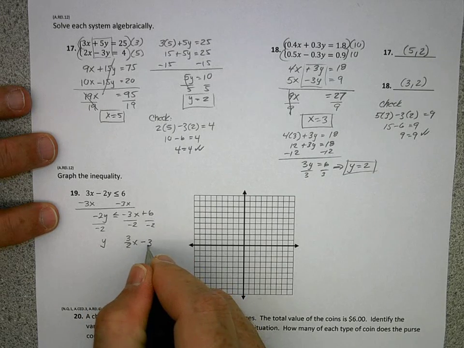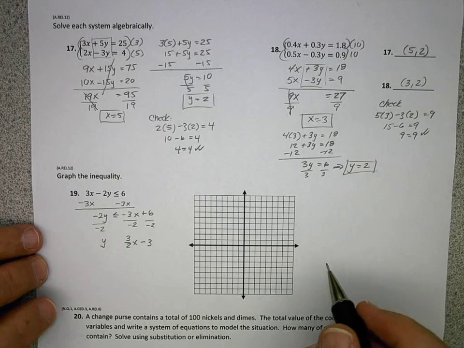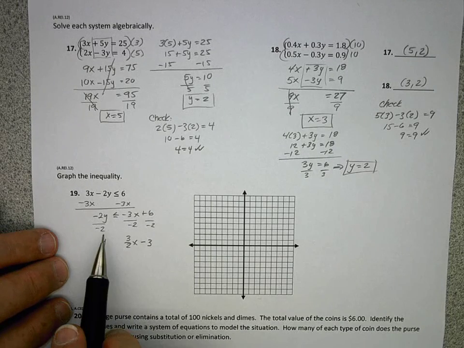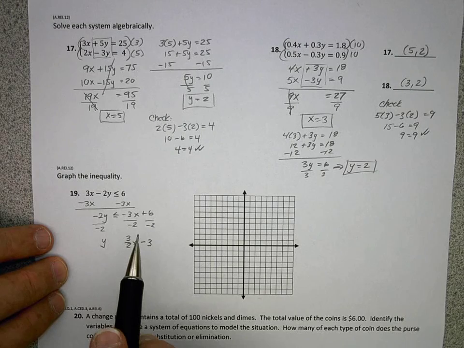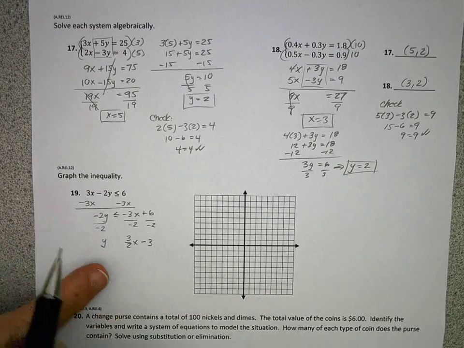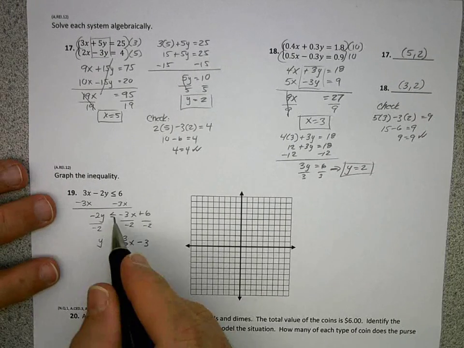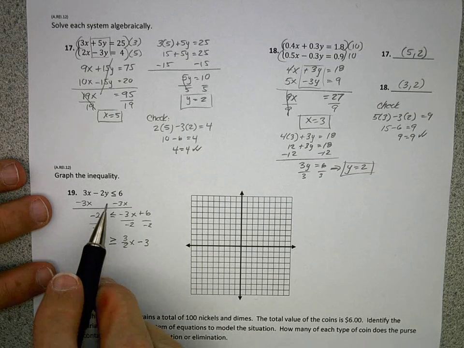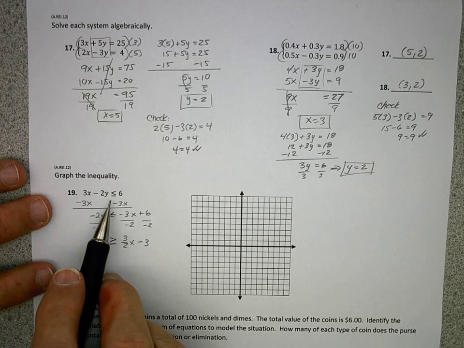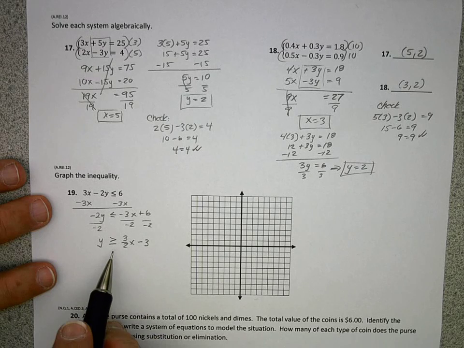Now here's where it's a good thing we did it this way. You have to remember that whenever you divide an inequality by a negative number, the signs switch. So the less than or equal becomes a greater than or equal. So this is one thing you have to be careful about when you see them in this form. It may not end up being less than or equal. It could be greater than.